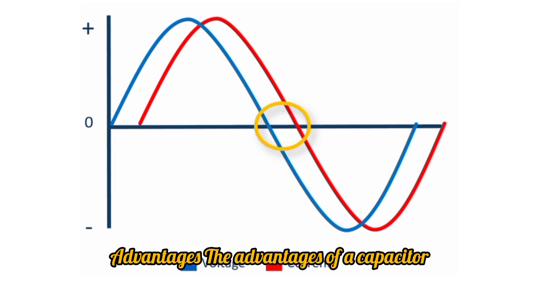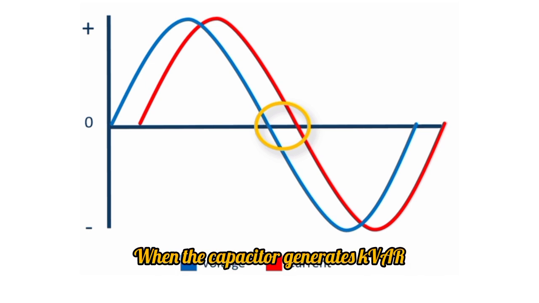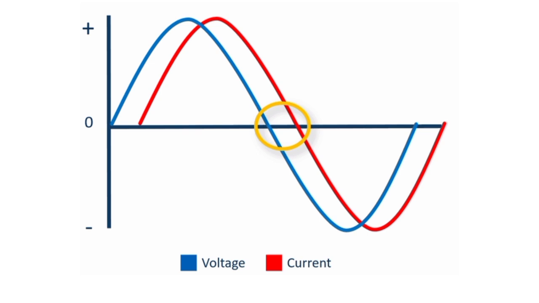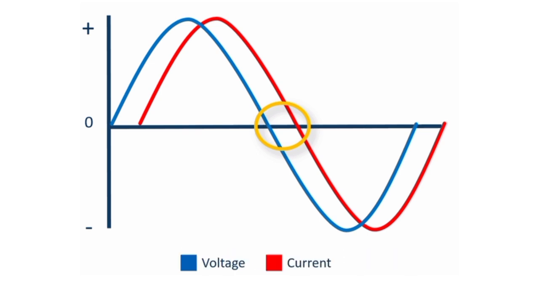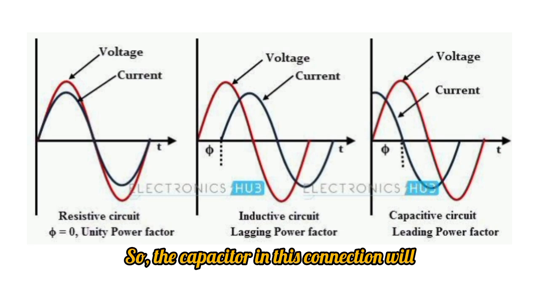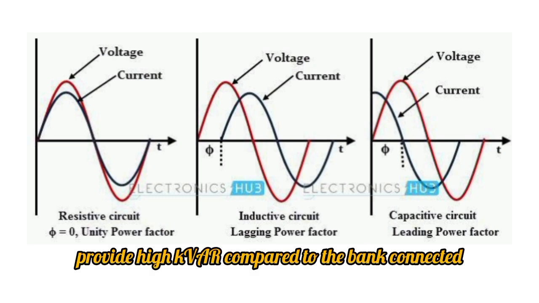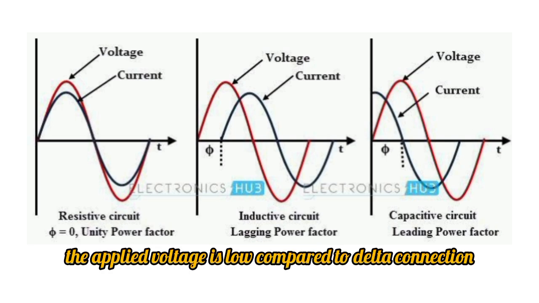Advantages. The advantages of a capacitor bank in delta connection include the following. When the capacitor generates reactive kVA, kVAR, it is proportional to the square of the voltage applied. So if the voltage is higher, the kVAR is also more. The capacitor in this connection will provide high kVAR compared to the bank connected in star connection, because in star connection the applied voltage is low compared to delta connection.